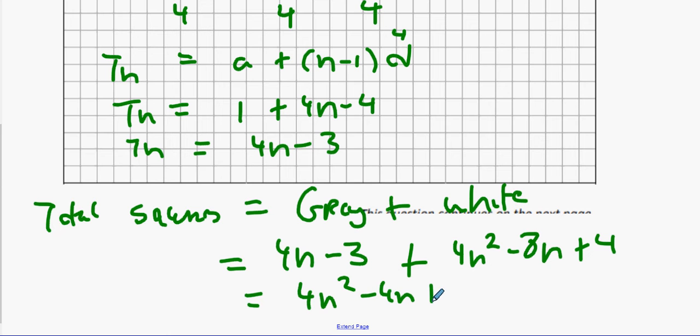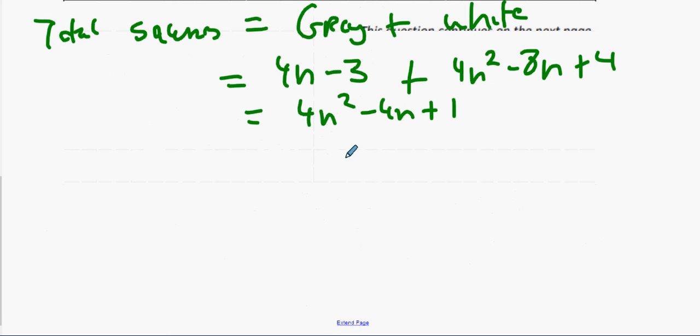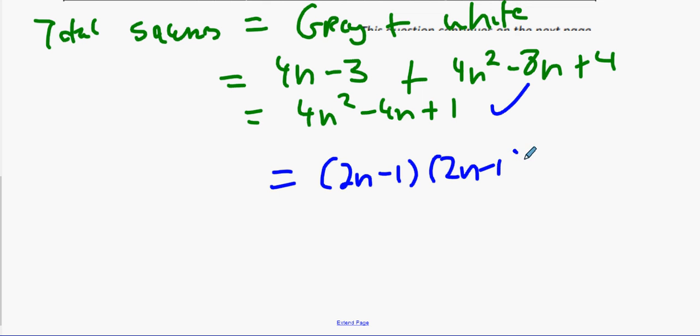Now, you might not notice this, but it's actually also a perfect square. You'd get full marks for that, but just to make you aware, if you were to factorize that, you'd get 2n minus 1 by 2n minus 1, which is 2n minus 1 squared. Alright, happy days.